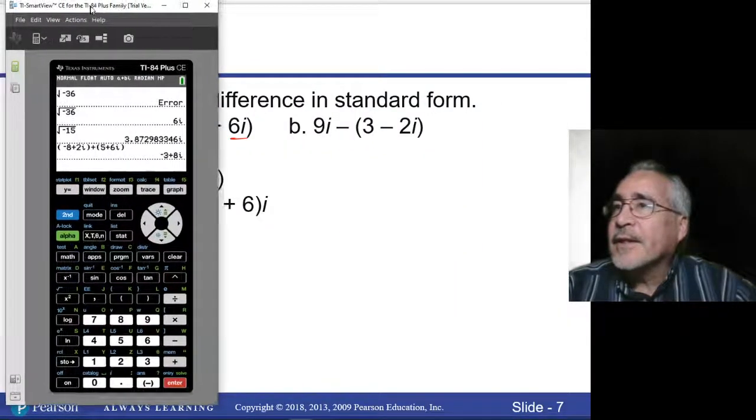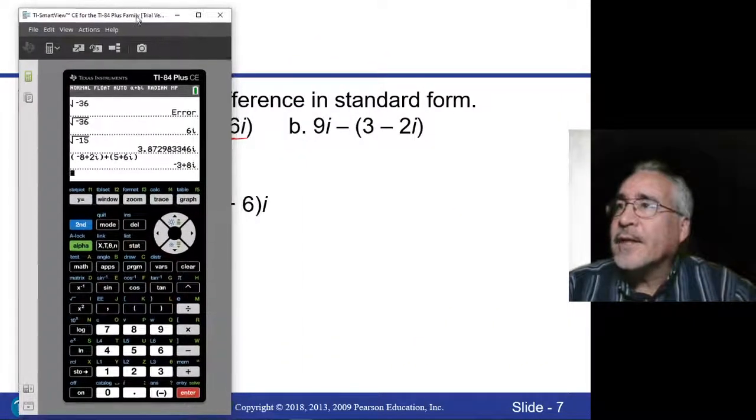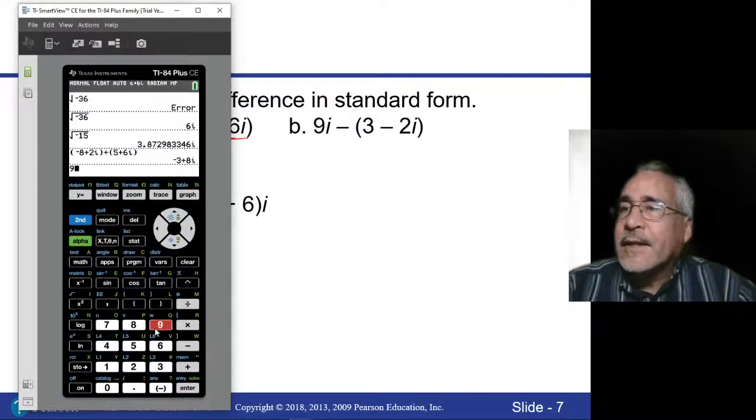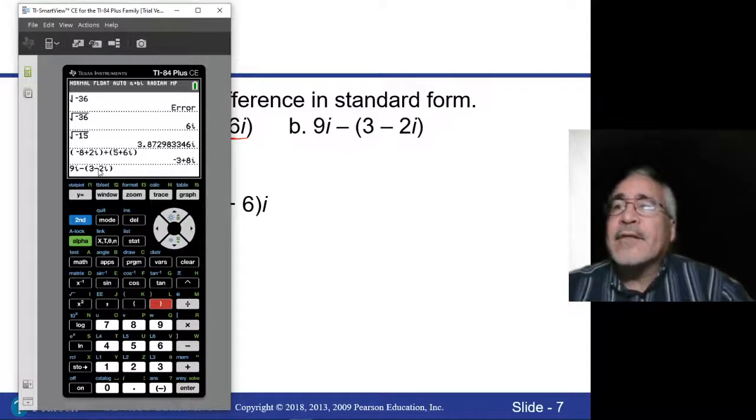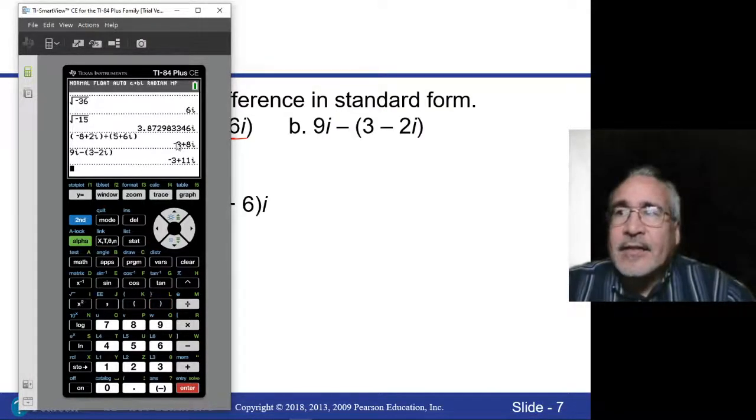Let's come here, right? Just go over here. So we've got 9i minus parentheses 3 minus 2i. And when you think about this, the negative is going to distribute, so that 2 is going to be positive. 2 and 9 are 11i, and then a minus 3. So minus 3 plus 11i. Seems reasonable, and that's exactly what it's doing.